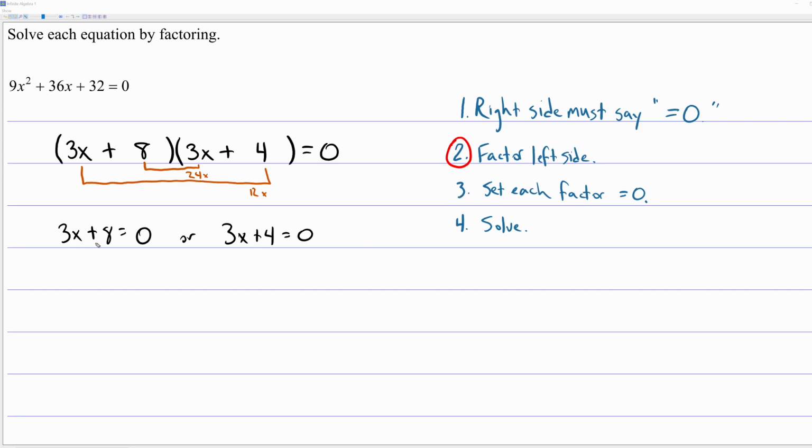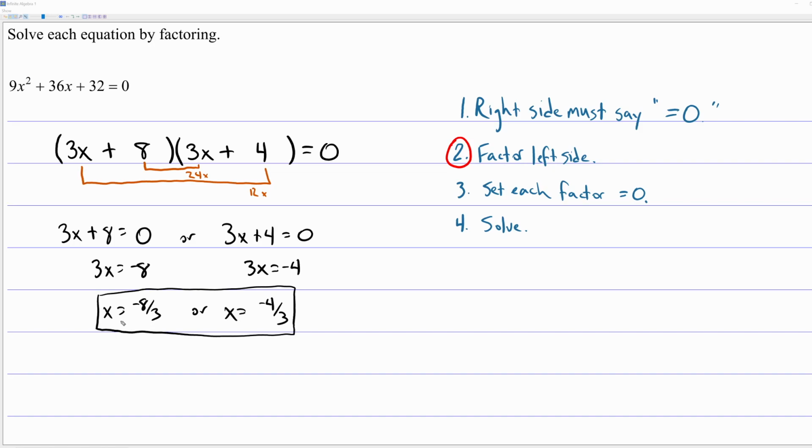And then step 4, well, notice we have these 2 linear equations. So solve both of those. So let's see. We'll subtract 8. We'll subtract 4. We'll divide by 3. And we'll divide by 3. So you'll notice, and this is usually the case, although we'll talk about this in detail quite a lot, this quadratic equation has 2 solutions, and that's very common. So, that's the basic technique. The right-hand side must say equals 0. You factor the left-hand side, you set each factor equal to 0, and then you solve.